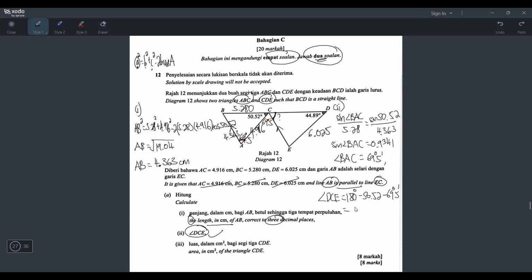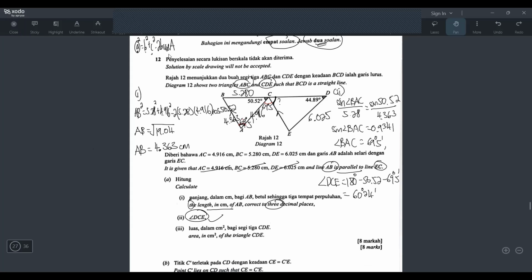If you want to write in decimal, can also. Okay, up to you. In decimal, it's 60.40 degree. Okay, if you write in decimal. But I usually like to write in degree minute. Okay, so yeah, that's all. Okay, number 3. Let's go.